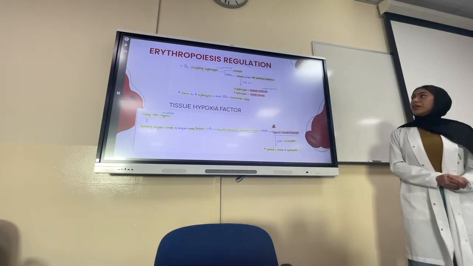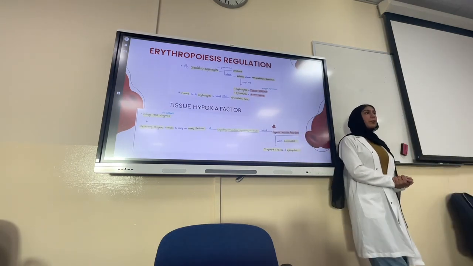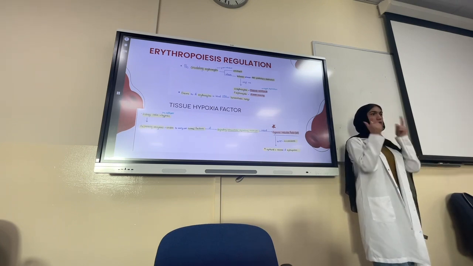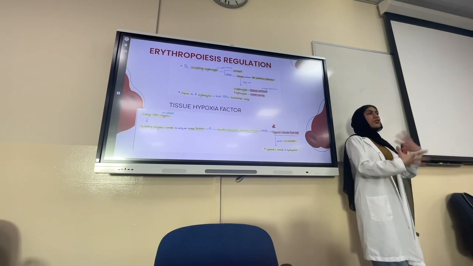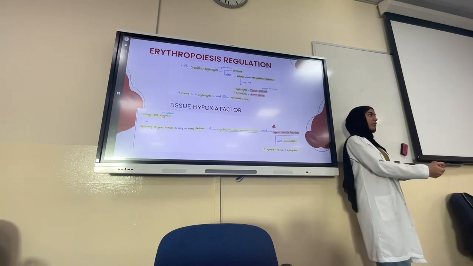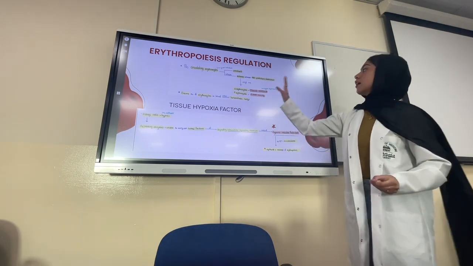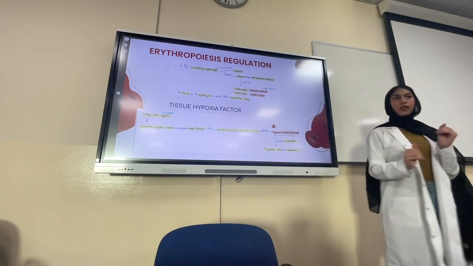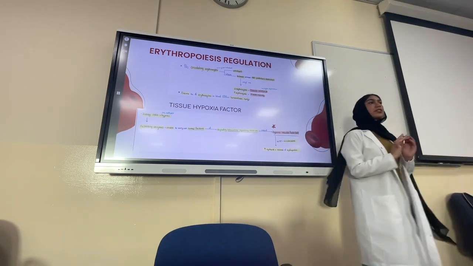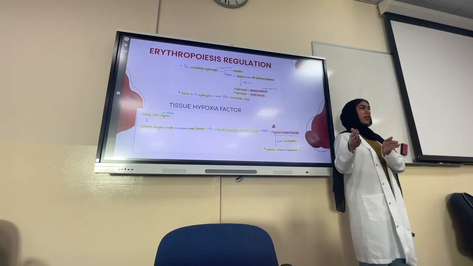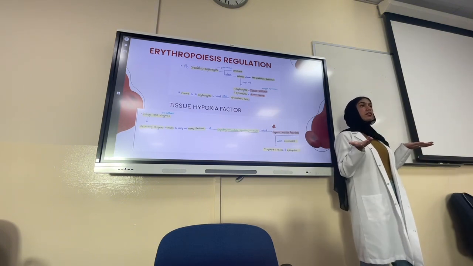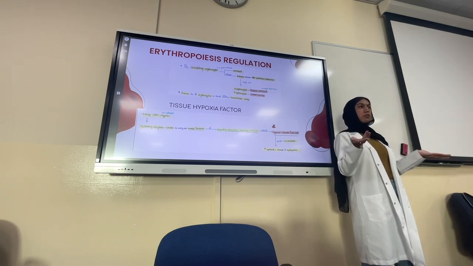Okay. Erythropoiesis regulation. What happens when our body is out of oxygen? It would sense, oh, I'm out of oxygen. What do you do to restore the oxygen capacity? More red blood cells, right? So if the oxygen is low, you're going to increase the production of RBCs. Low erythrocytes lead to tissue hypoxia. Everyone knows the meaning of hypoxia, right? If you have high red blood cells, high viscosity, right?